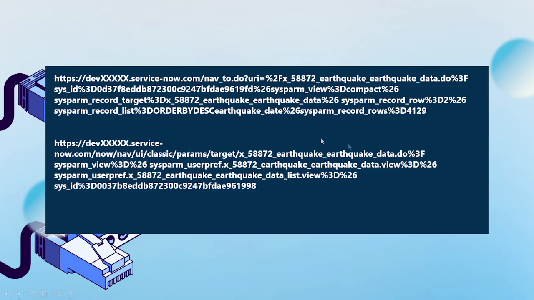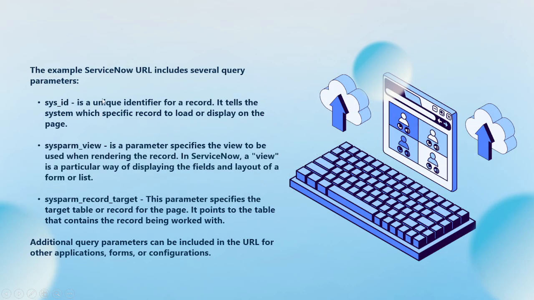However, it might seem confusing with all these specific queries and special characters such as %3f, %3d, %26. I'm going to explain this now. The first parameter is sysid. Sysid is a unique identifier for a record. It tells the system which specific record to load or display on the page.